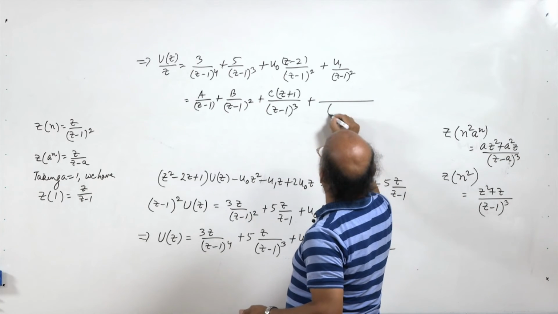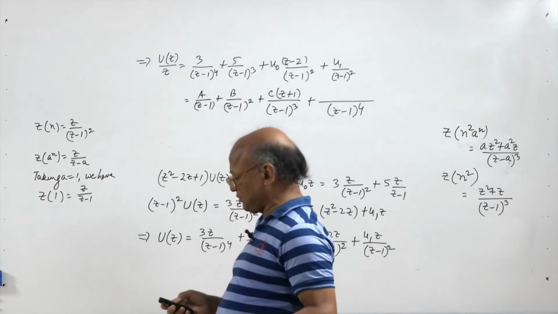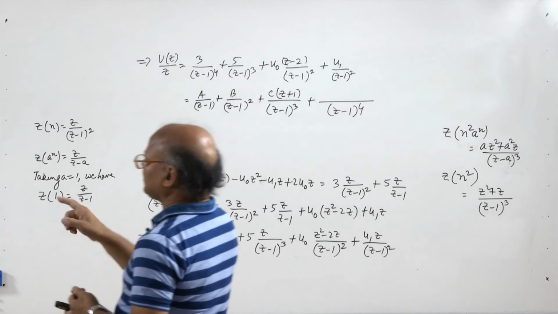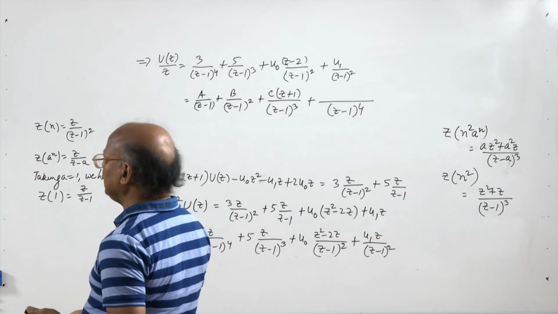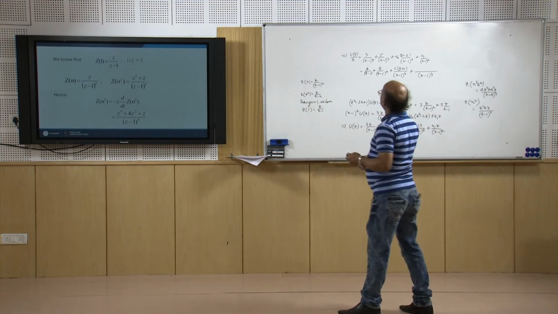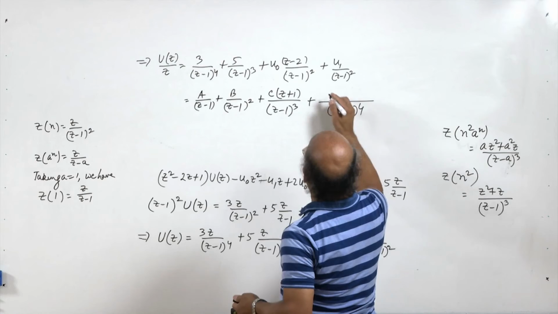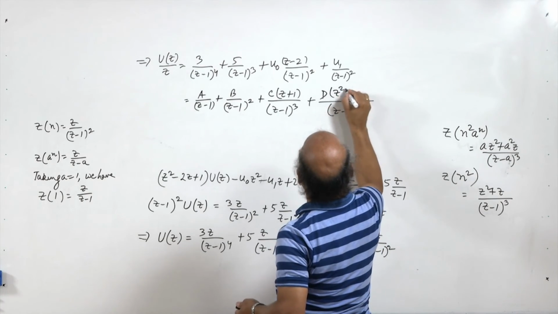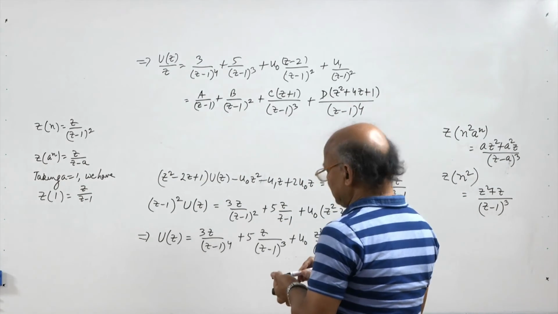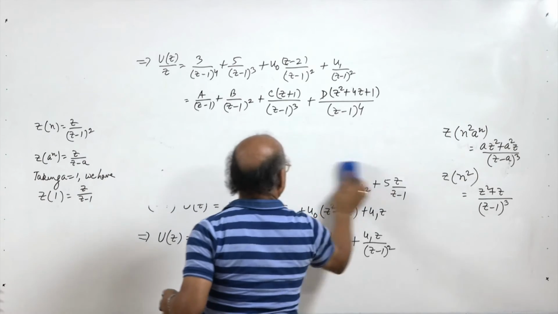Then the term corresponding to (z minus 1) to the power 4 we have to write. Now let us recall the z transform of n cube which we had found earlier. So corresponding to (z minus 1) to the power 4, in the numerator we must have z cube plus 4z square plus z. One z will come from Uz by z, so we need to have z square plus 4z plus 1. So we write here d times (z square plus 4z plus 1). So this is how we will write Uz by z, and now our aim will be to find out the values of a, b, c, d, which we can do easily.